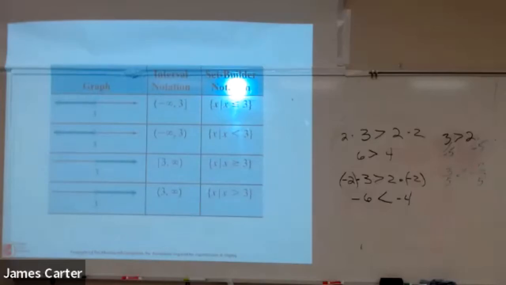Inclusive is the equivalent to a closed circle, and that's the brackets. Exclusive would be the parentheses or open circle. And so infinity will always have the parentheses, because it's never determinable.